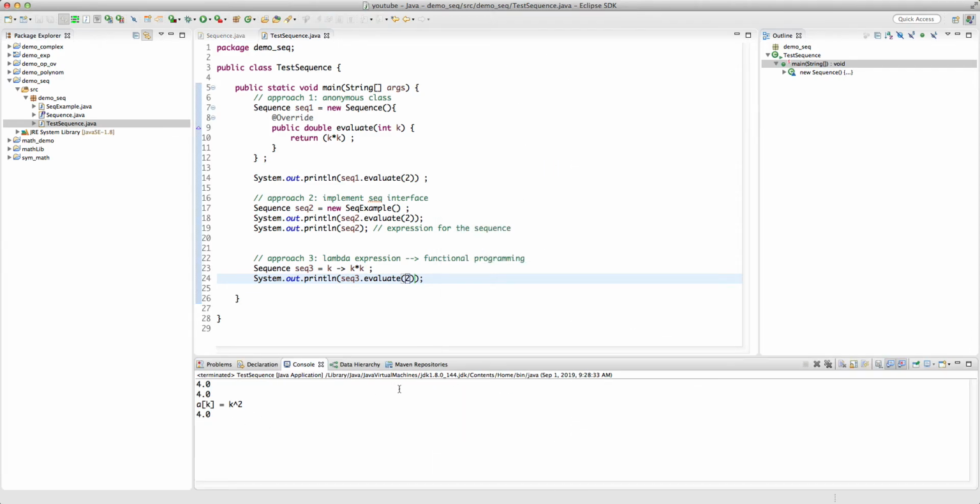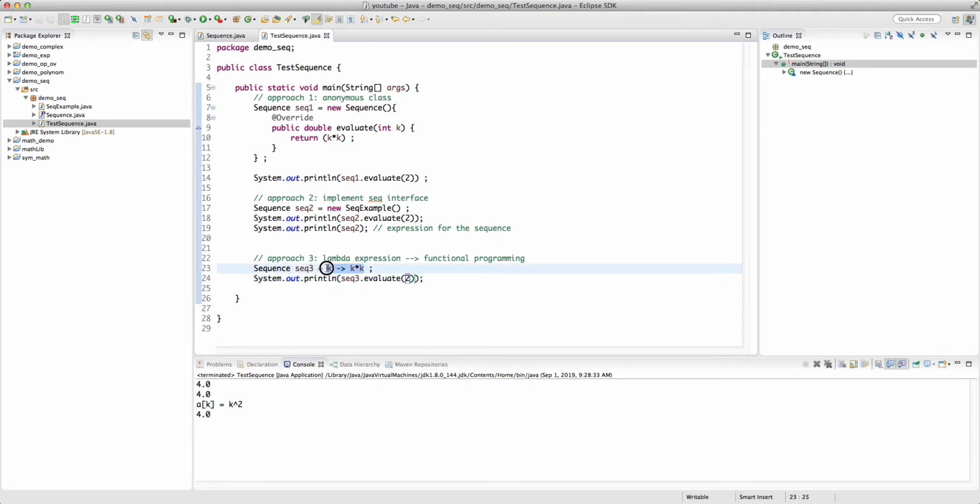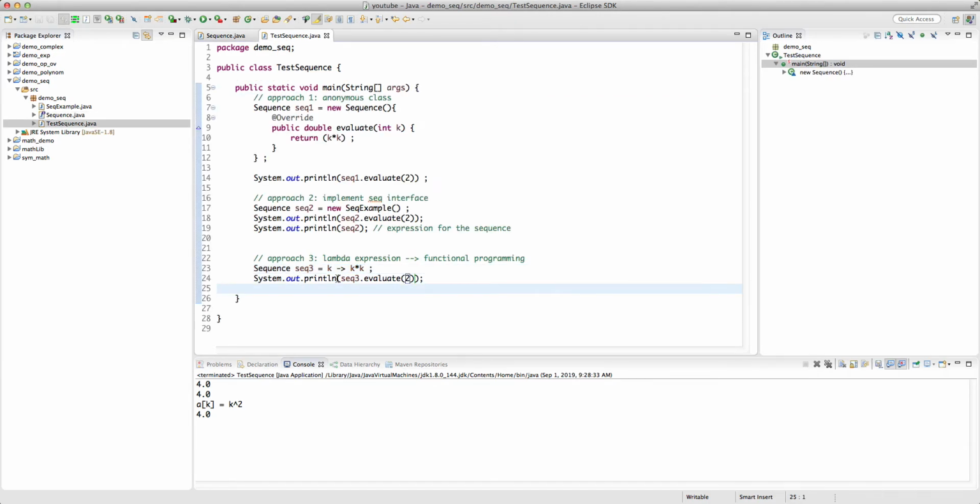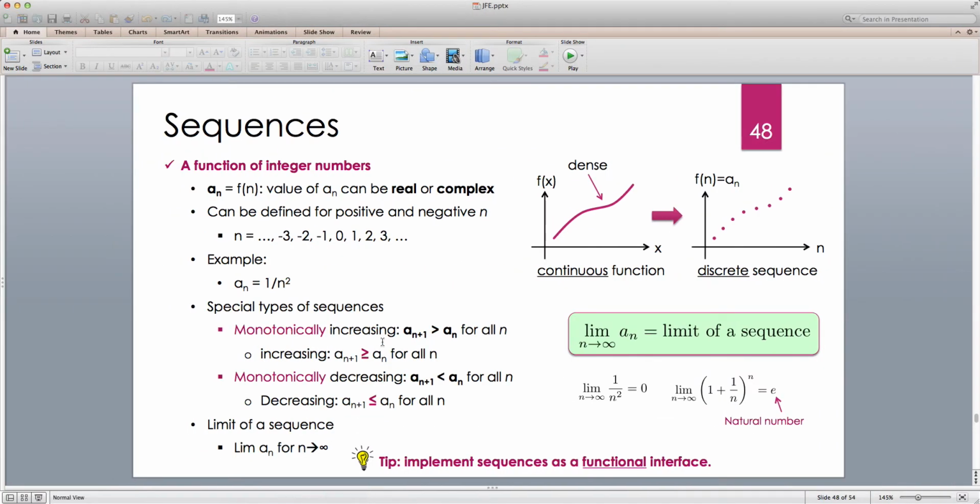4. Okay, so these are 3 ways, but this one is recommended because when we are passing this to another class, we can just simply use this. Wherever we need to pass a sequence, we can write this kind of expression and invoke the function directly. So this is a good advantage. And so this is the main concept of sequences.